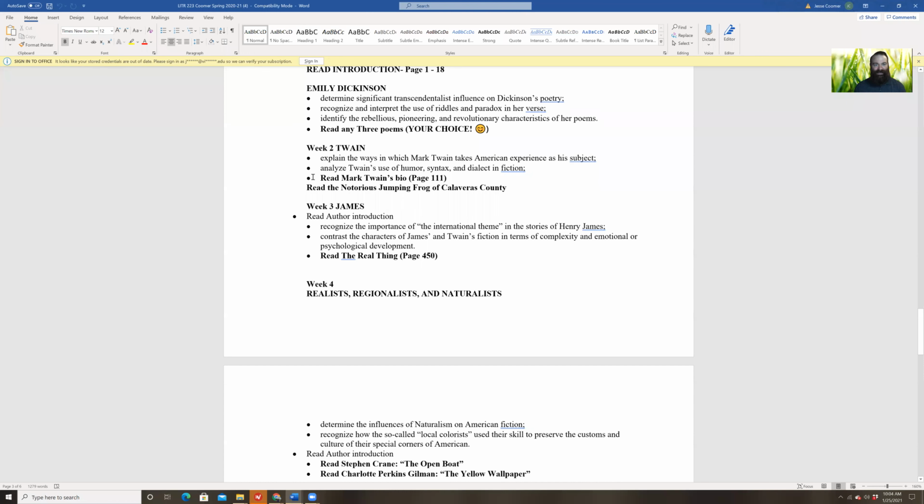If you want to take a quick look, I'll share with you the reading for this week. I want you to read his bio first of all, and find out everything you can about Mark Twain. I mean, this is one of the greatest writers in American history and probably one of the biggest names ever to come out of American literature, especially during his time. And we're going to be reading The Notorious Jumping Frog of Calaveras County. So take a look at that, read it, and especially think about analyzing Mark Twain's use of humor, syntax, and dialect in function.